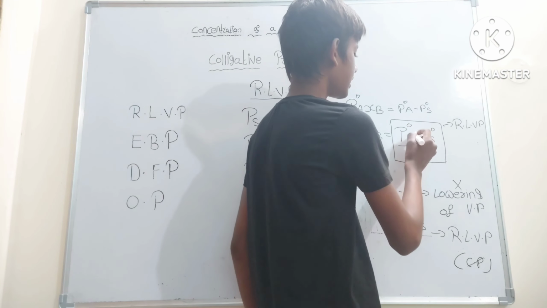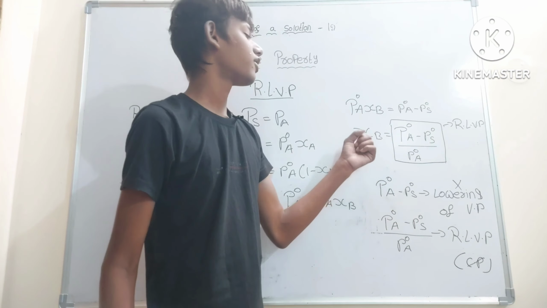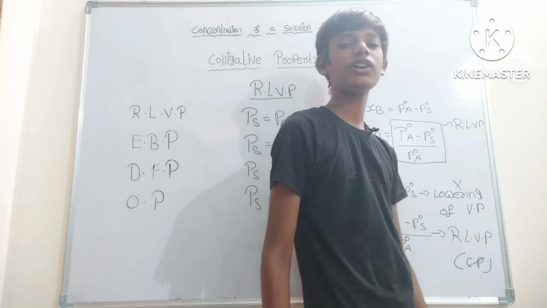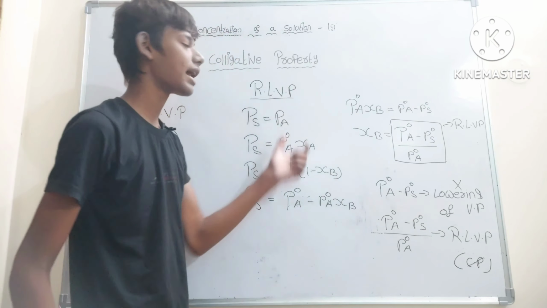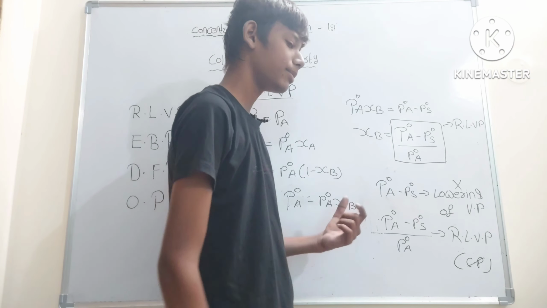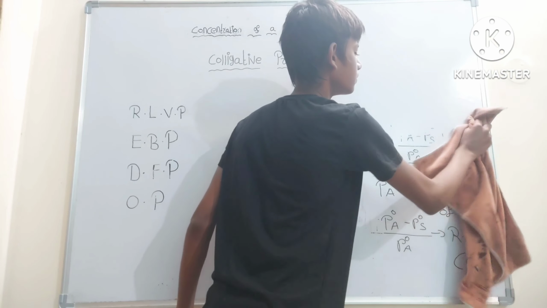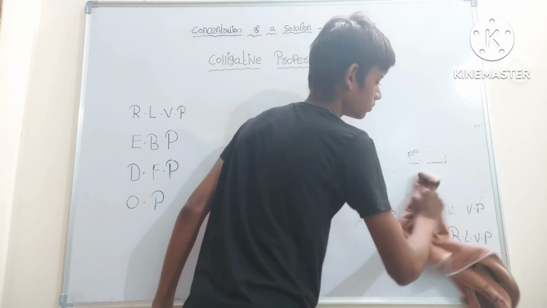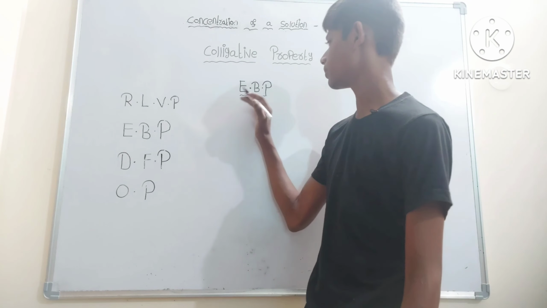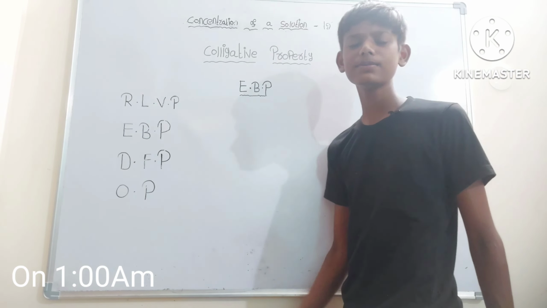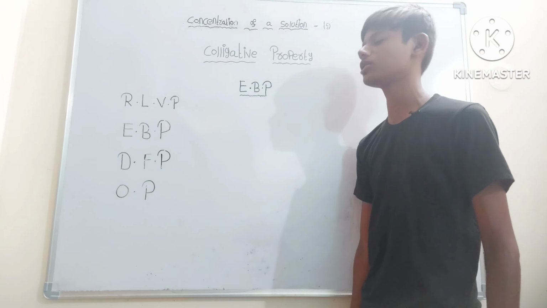Here P naught A minus PS by P naught A is always equal to the mole fraction of solute. Relative lowering in vapor pressure is always equal to the mole fraction of solute. So this is about R.L.V.P. Now we will move on to E.B.P, elevation in boiling point. Just now we completed R.L.V.P. Now come to E.B.P. It is similar to relative lowering in vapor pressure. Now I will tell the definition of E.B.P, elevation in boiling point.